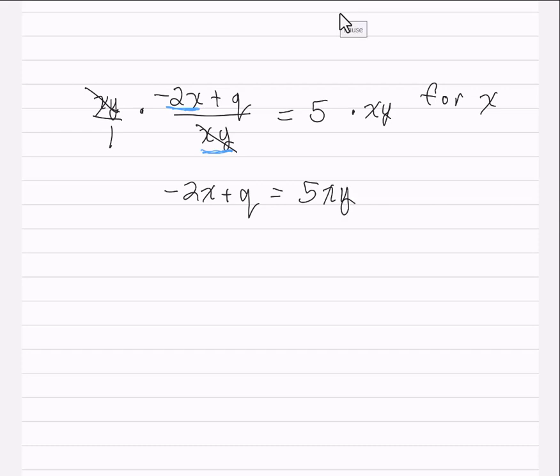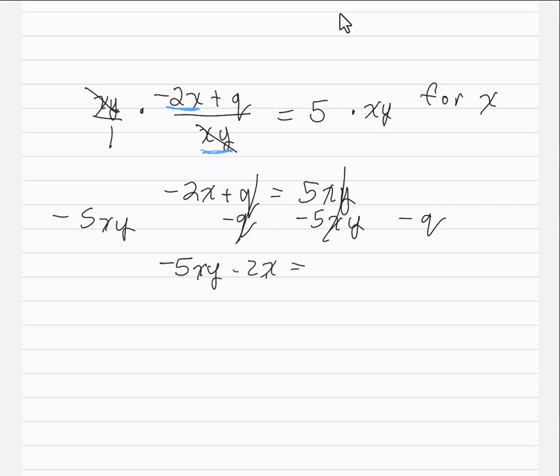Now I need to get everything with an x in it on one side, everything without an x on the other side. So I'll subtract 5xy from both sides, and I'll subtract q from both sides. And now on the left, the q's cancel, the 5xy's cancel. On the left-hand side, I have minus 5xy minus 2x, and on the right-hand side, I have minus q.